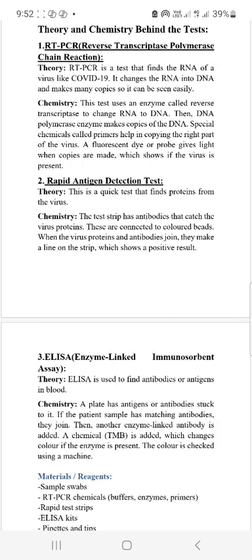When the virus proteins and antibodies join, they make a line on the strip. When a line on the strip is made, it shows that the result is positive, or you can say it shows that the virus is present. So the rapid antigen detection test is simple, and the chemistry and theory are simple.